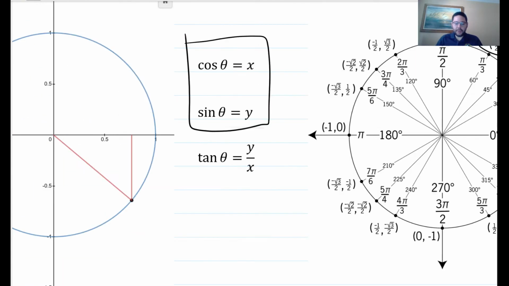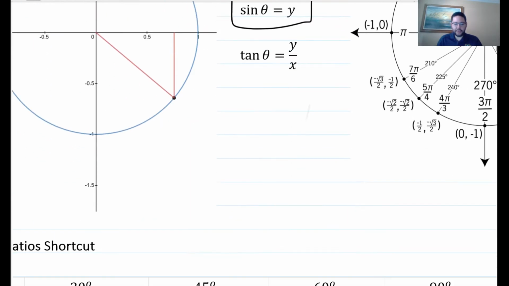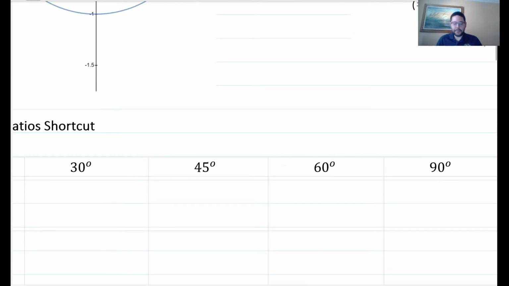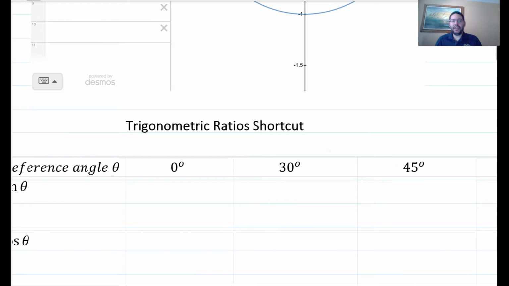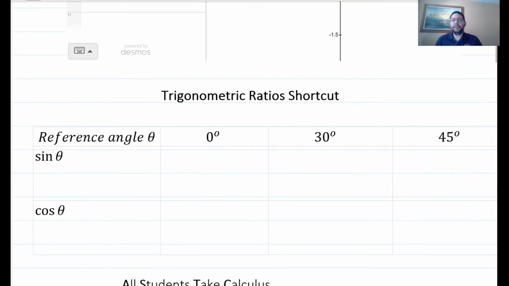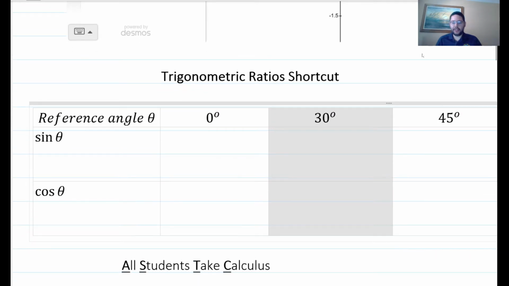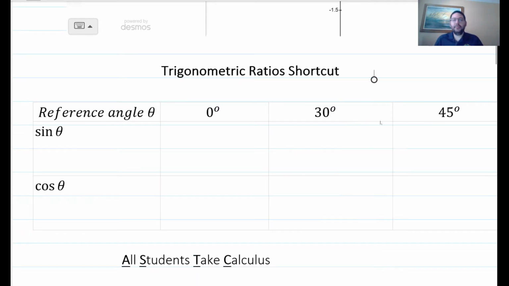All right, so that was a quick review to give you an idea of what we went over. Now I'm going to show you a shortcut for different values of sine and cosine, and we're going to quickly review this before we touch on Pythagorean identities. Here's a quick shortcut that I like to show my students for sine and cosine.